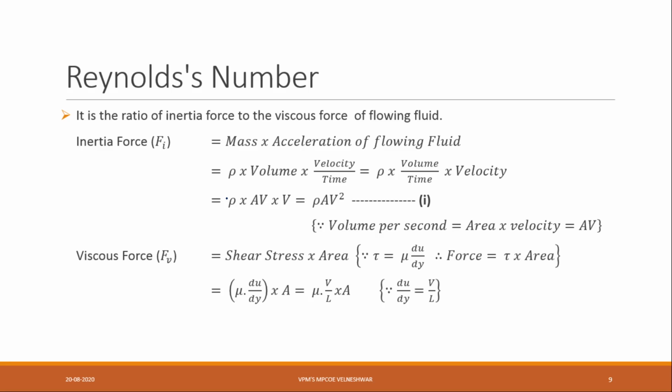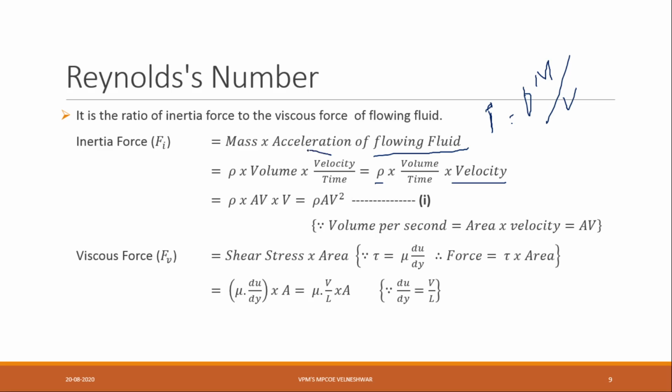First one, Reynolds number. It is the ratio of inertia force to viscous force, that is nothing but Fi by Fv. What is inertia force? That is mass into acceleration of the flowing fluid. Generally density is equal to mass upon volume, so mass is equal to density into volume. Acceleration is nothing but velocity upon time. So I am taking density into volume upon time into velocity.